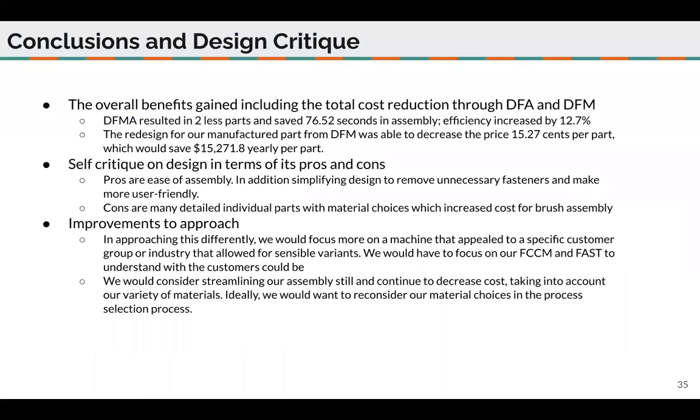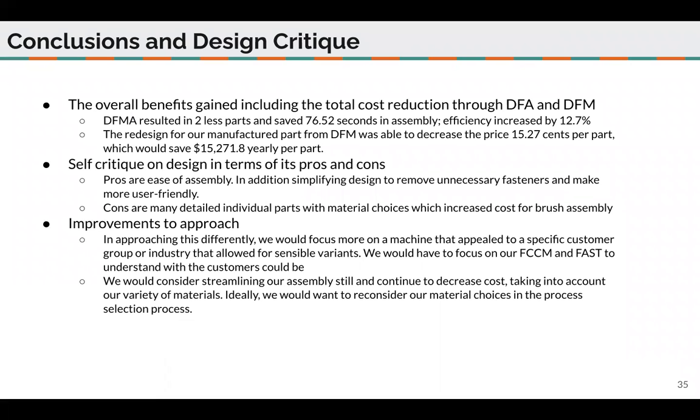To conclude, the overall benefits gained include total cost reduction through DFA and DFM. We ended up with fewer parts as well as saved 76 seconds. In addition, for our DFM, we were able to decrease the price and save about $15,271 yearly per part.